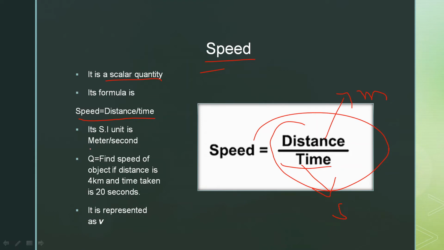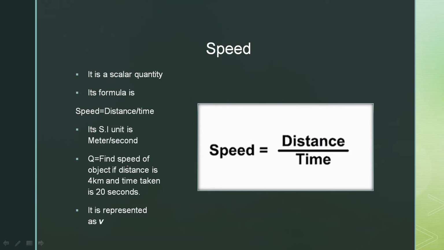Okay, meter per second. This is also a point to be noted. The SI unit is meter per second, and in all the numericals which we'll do with speed, you have to first convert all the units into SI units, and for speed you have to convert to meter per second. So let's now do a numerical based on speed.